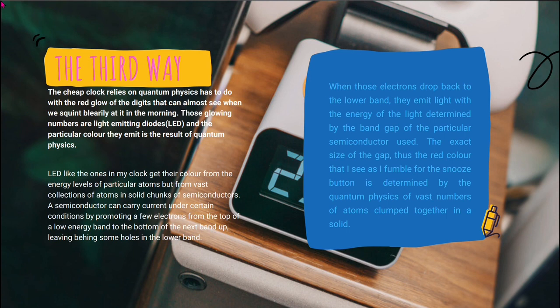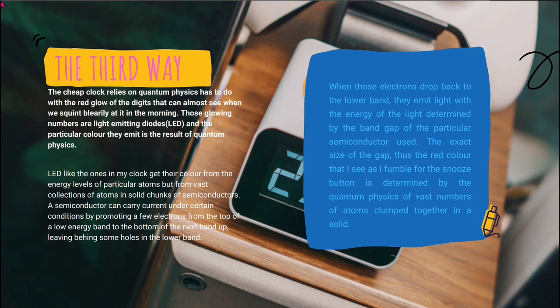So, here we go to the third way, which is the most interesting part for me. The way the cheap clock relies on quantum physics has to do with the red glow of the digits that we can almost see when we squint blurrily at it in the morning. Those glowing numbers are light emitting diodes, and the particular color they emit is the result of quantum physics.